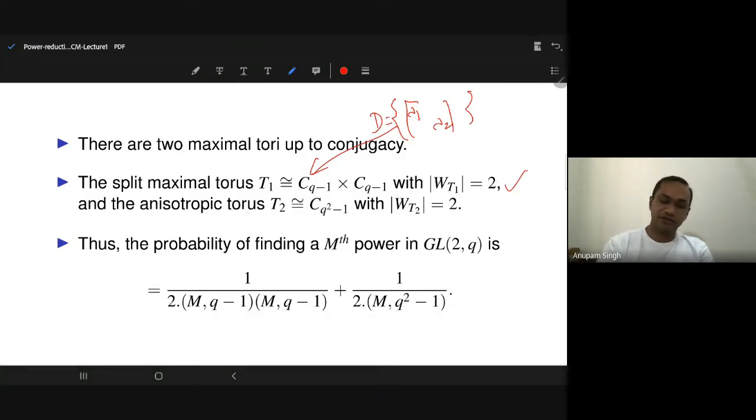And for an anisotropic torus, that is going to come from F_{q^2}, right? The element corresponding to an irreducible polynomial. So that gives me C_{q^2-1}, and the corresponding Weyl group is a cyclic group of order 2. So this is 2. And if you substitute in the formula, you have this equation: 1 by 2 times (m, q-1) times (m, q-1). For the second torus, it is 1 by the Weyl group, which is 2, and (m, q^2-1). Right. So this is the formula.